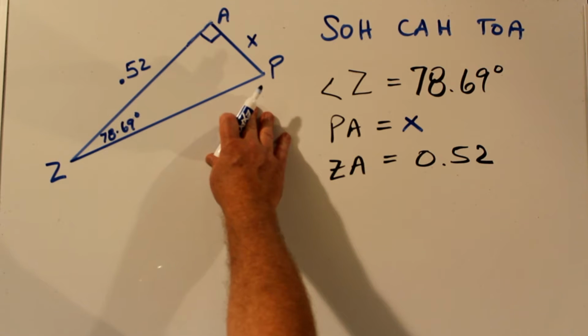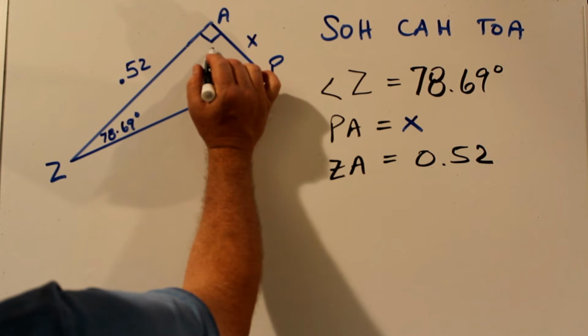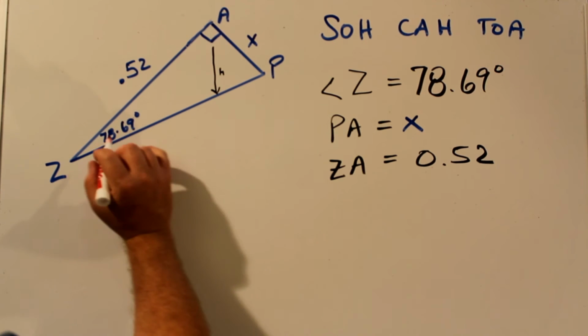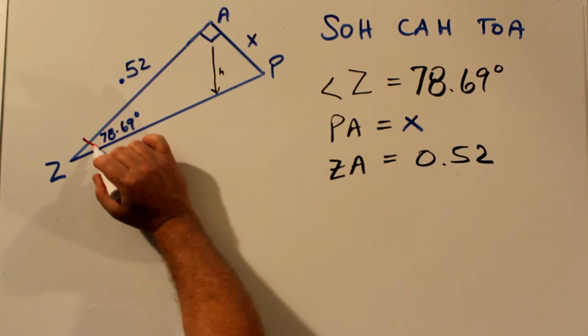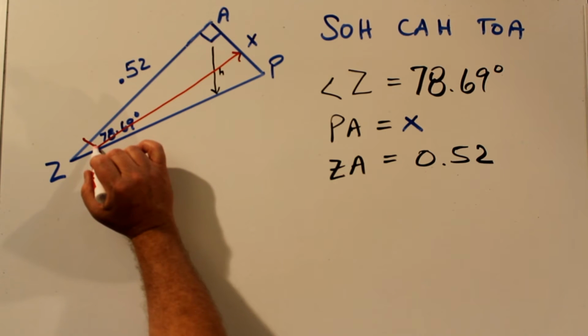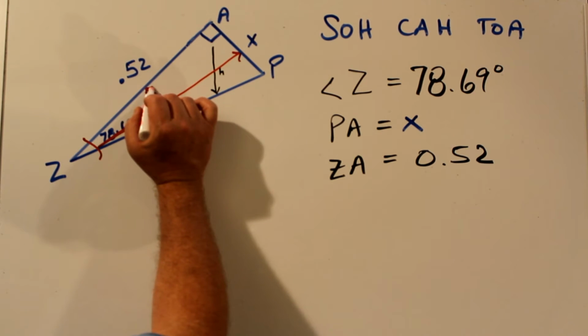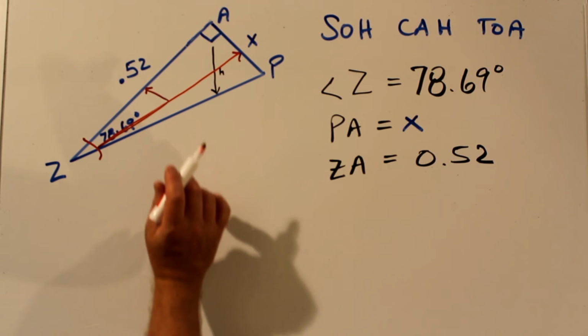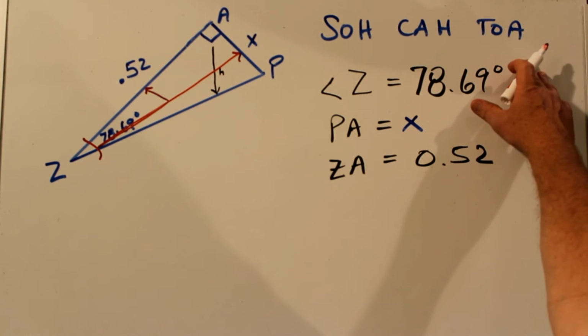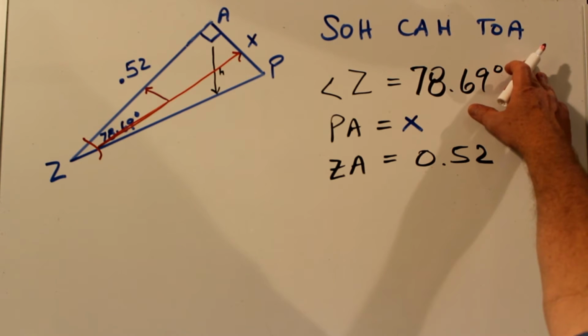And let's identify the sides of the right triangle. The side opposite the right angle is the hypotenuse, which we don't know in this case. We do know angle Z, and the side that we're looking for, X, is opposite angle Z, and the side that we do know is 0.52, which is adjacent to angle Z. So when we're looking for the opposite side and we know the adjacent side, the ratio we want to use is the tangent, opposite over adjacent.